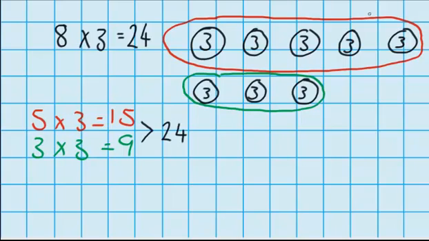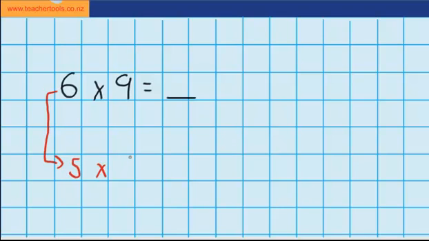Now let's try a question without the diagram. This time I want to work out what 6 times 9 is. So I'm imagining 6 groups with 9 items in each group. Well, instead of working 6 groups out all at once, I'm just going to work out 5 groups. 5 groups of 9 is 45.